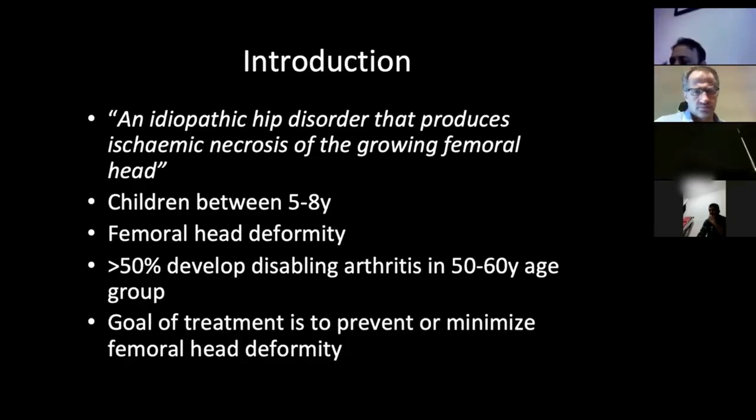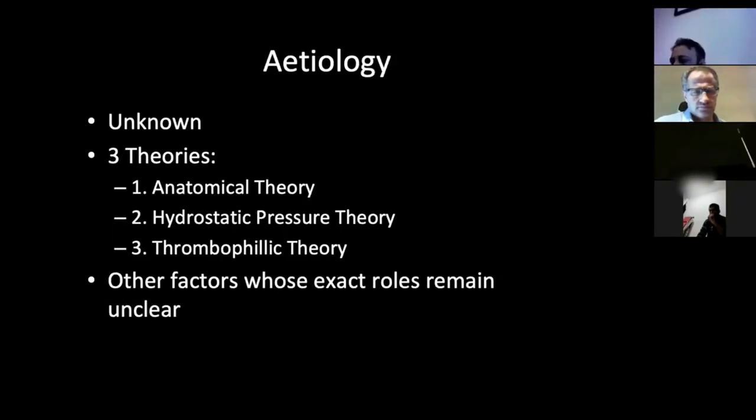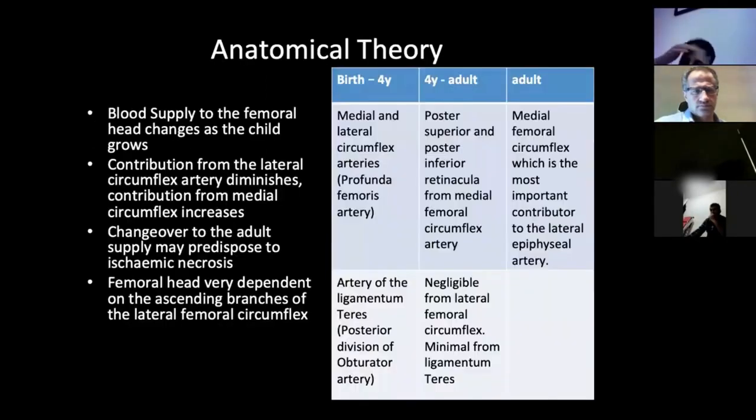The goal of treatment is to try and minimize the head deformity and the amount of extrusion that we may see in Perthes. So the etiology, I think this is difficult because we don't know what causes it. There are 3 theories. One is the anatomical theory, which in my opinion makes the most sense. Then you've got the hydrostatic and the thrombophilic theories, and then you've got other factors.